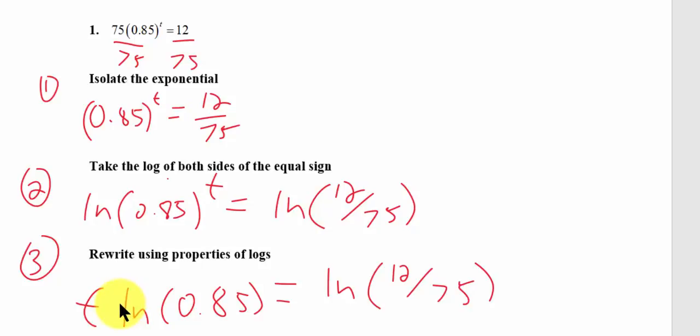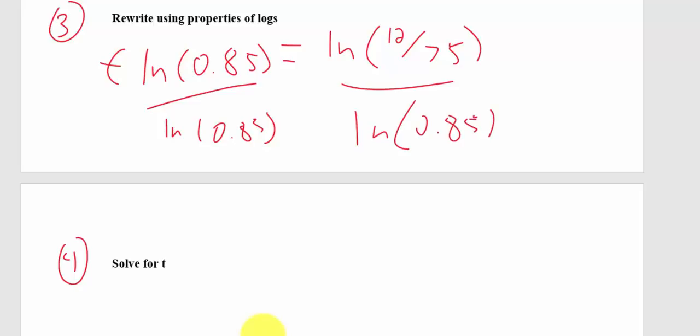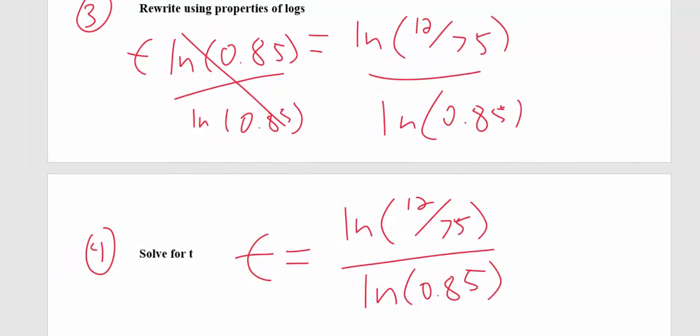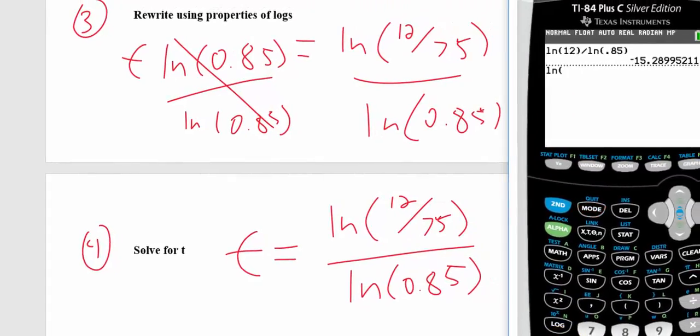Step 4, solve for t. Right, so here's my step 4. If I divide both sides by natural log of 0.85, we should end up with the correct answer. On the left side, the natural log of 0.85 will cancel, and I'll be left with just t. And on the right side, I'm going to have natural log of 12 over 75 divided by natural log of 0.85. All right, so let's try that in our calculator. I'm going to enter natural log of 12 over 75, divided by the natural log of 0.85. I press enter.